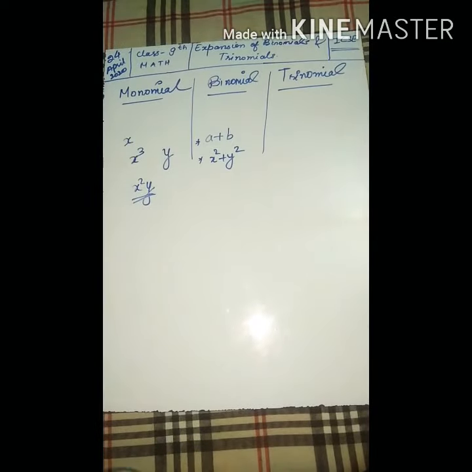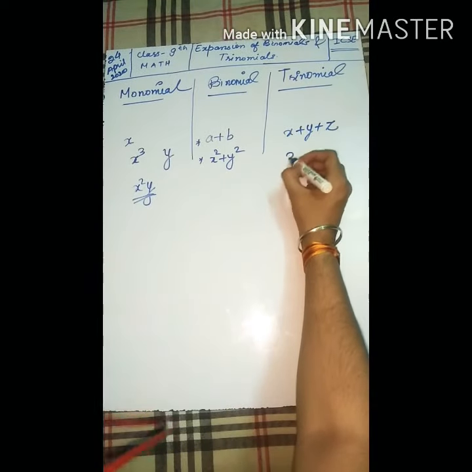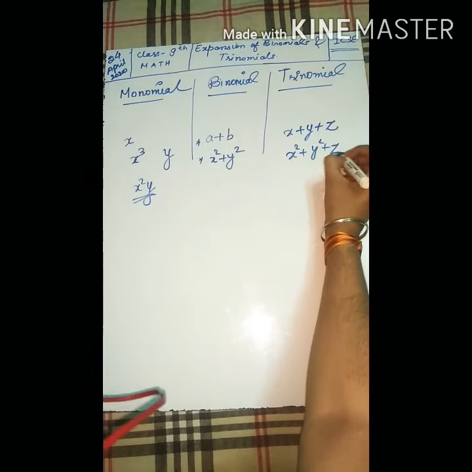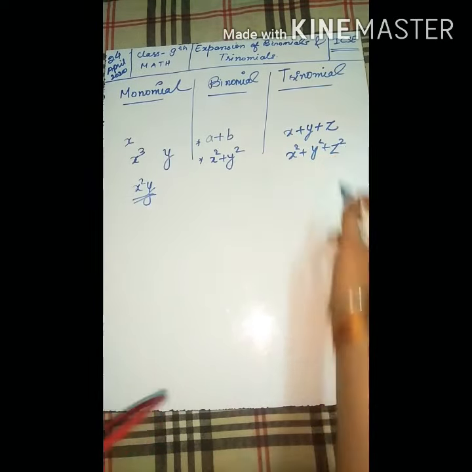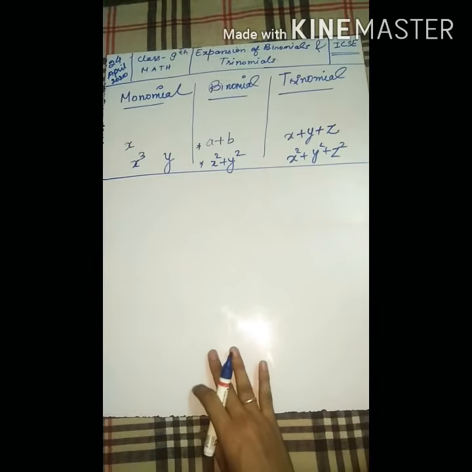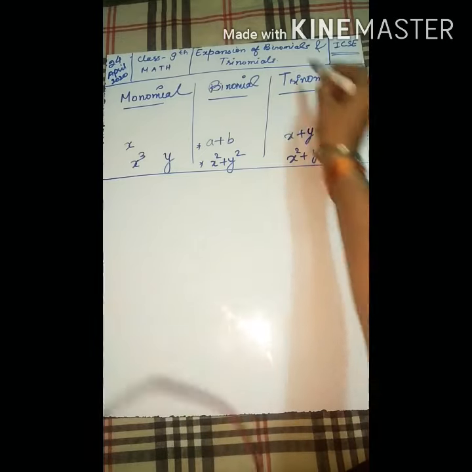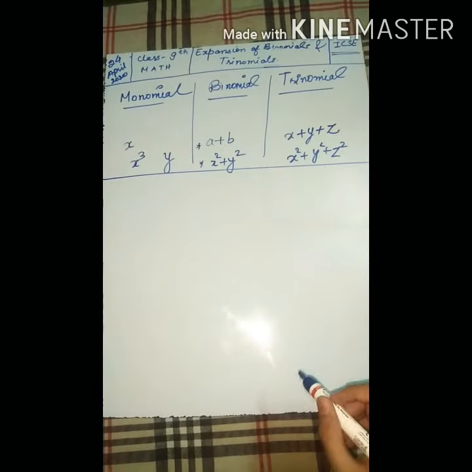Now similarly, by the name itself, we can understand trinomial says an algebraic expression contains three terms, that is x plus y plus z, x square plus y square plus z square. Then this is called the trinomial expression. So this is the trinomial. Now as the chapter suggests, expansion of binomials and trinomials, we understood the concept of binomial and trinomial, but expansion says that we have to expand it.